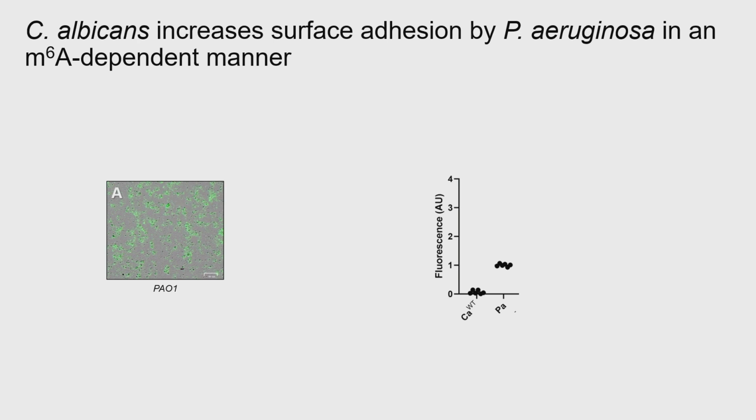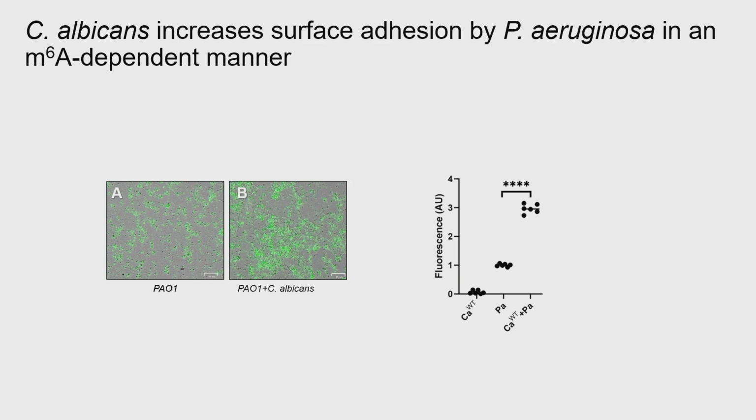PA01 by itself binds that much. Once you add Candida, wild-type Candida, that binding goes up a lot, which has been reported in the literature, so nothing new. But once we use an M6A deficient mutant of Candida, that addition goes down again.